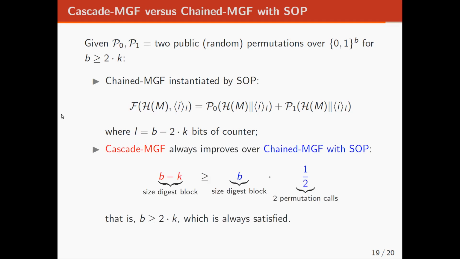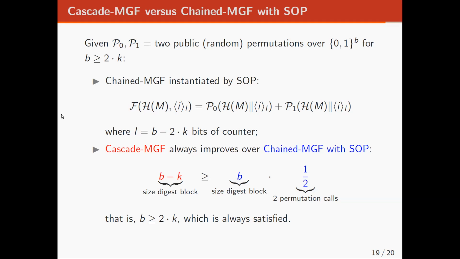So here the advantage comes from the number of permutation calls that we need to generate a certain amount of bits. In the case of Cascade MGF, we can generate b minus K bits with one permutation call. In the case of chain MGF, we can generate b bits, but we need two permutation calls. And this inequality is always satisfied if b is greater than 2 times K, but this condition is necessary because otherwise we can get a collision on the hash function faster than the security level.